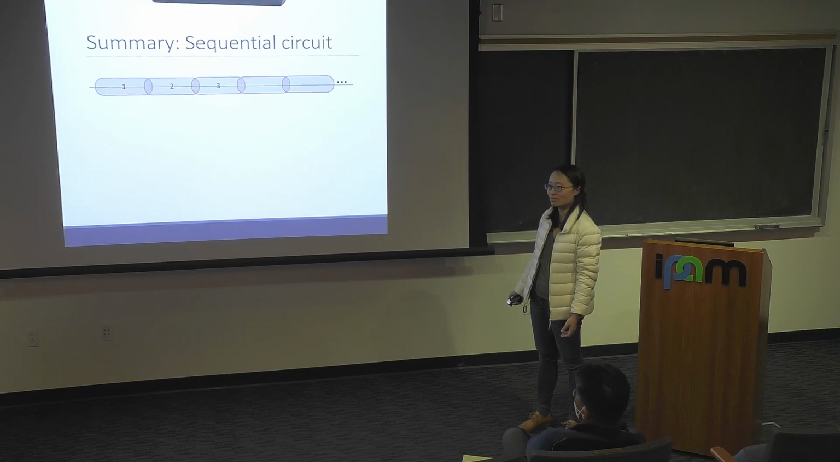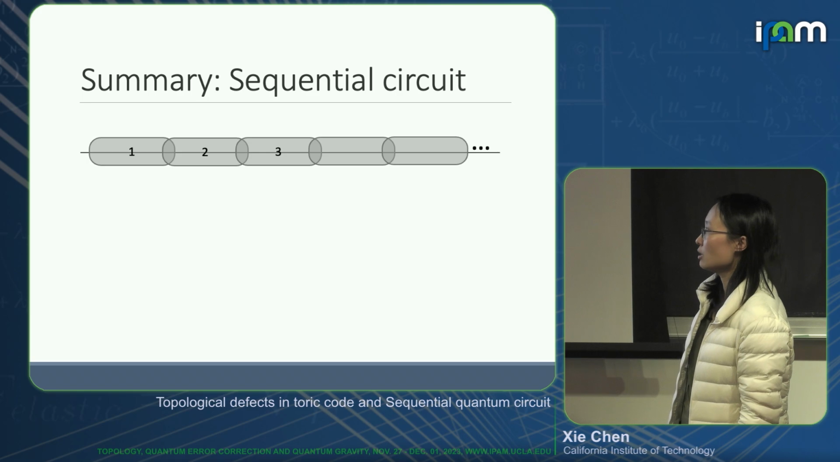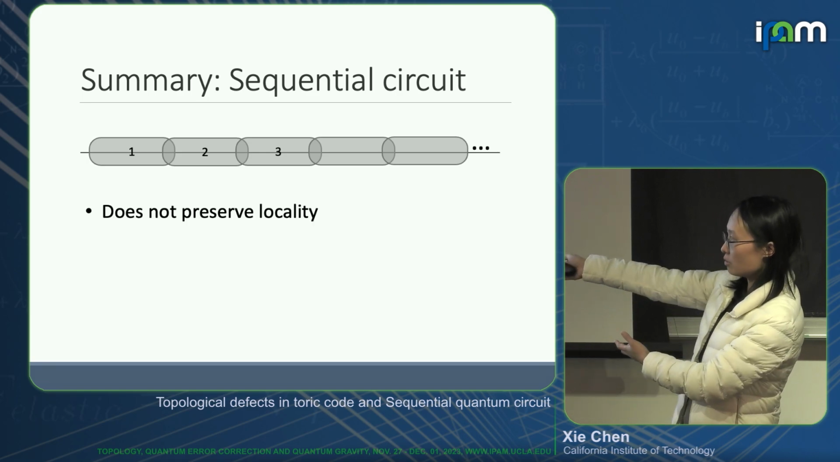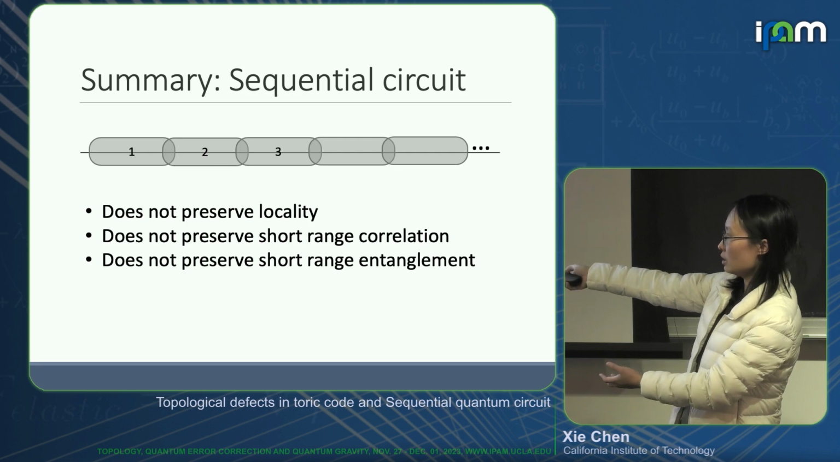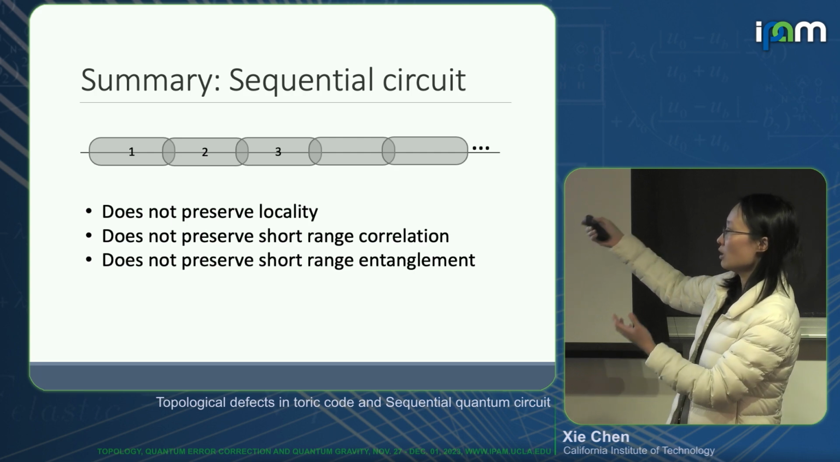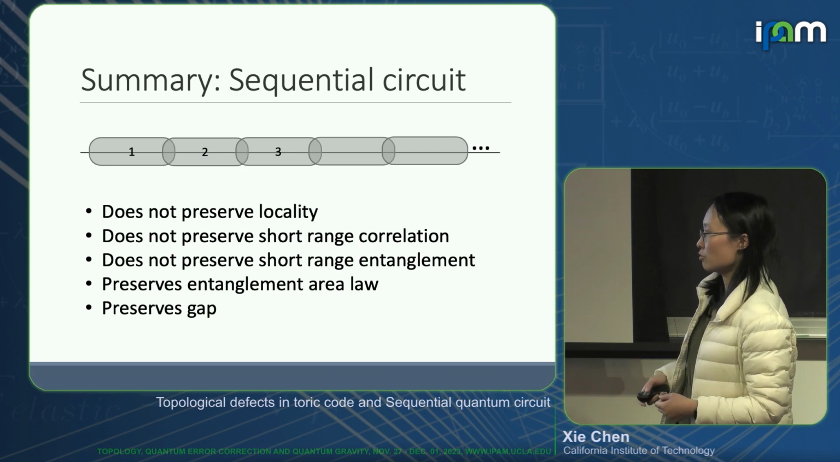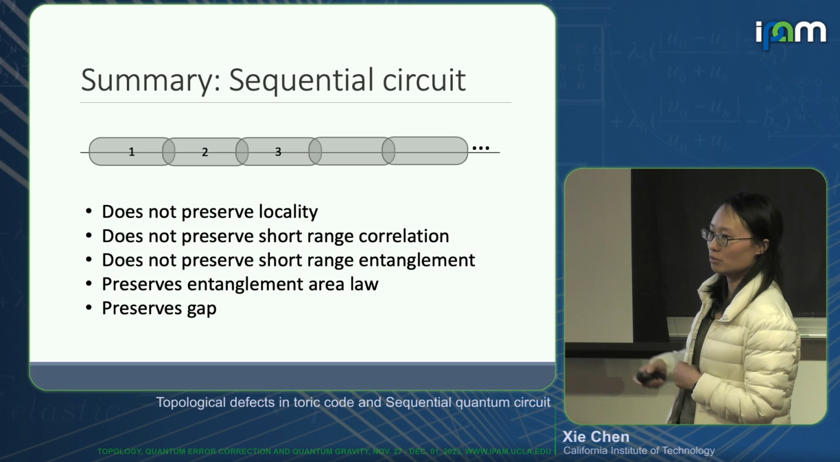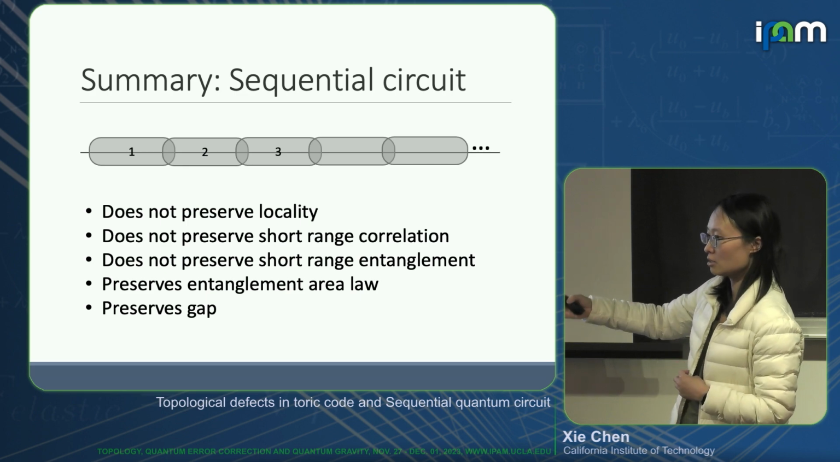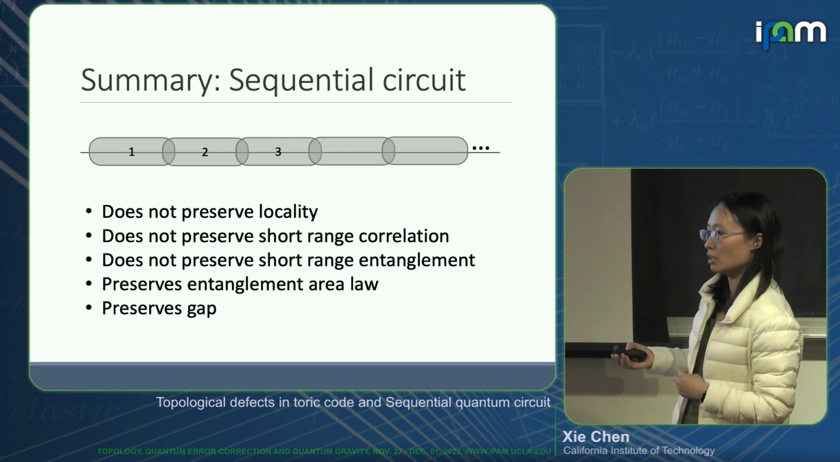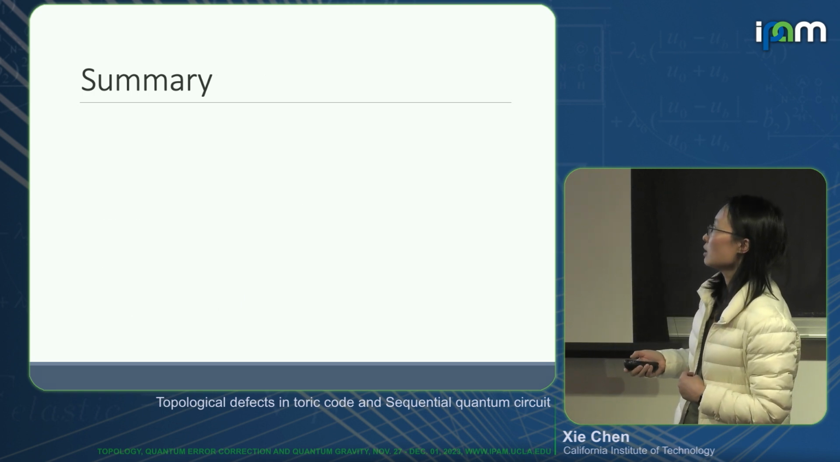And a consequence of that is that the sequential circuit is beyond finite depth circuit because it doesn't preserve locality, it doesn't preserve short-range correlation, it doesn't preserve short-range entanglement, but it does preserve the entanglement area law, hence it preserves the gap of the system. So if you want to talk about mapping between gapped phases or mapping between gapped defects, this is the language we need to use.